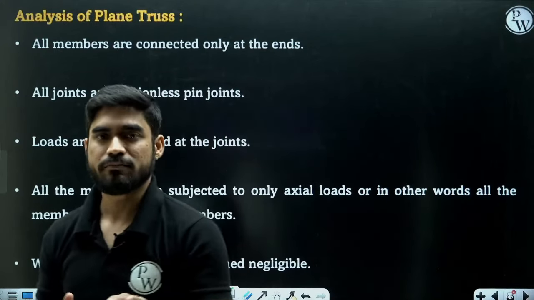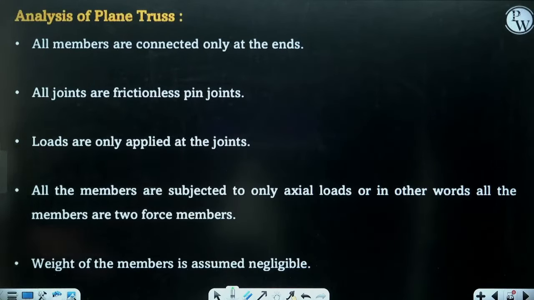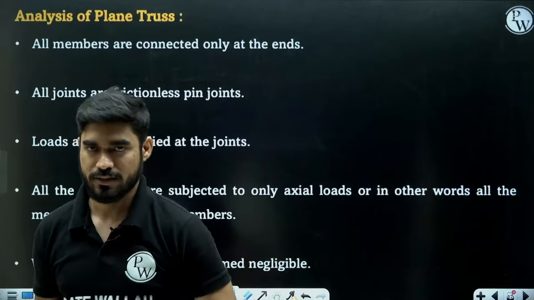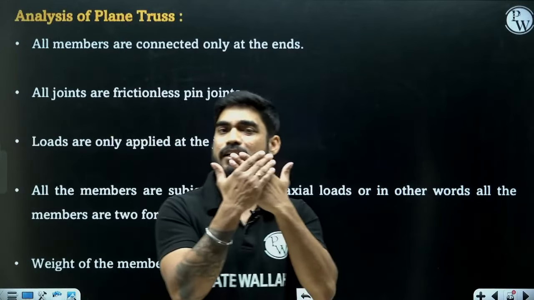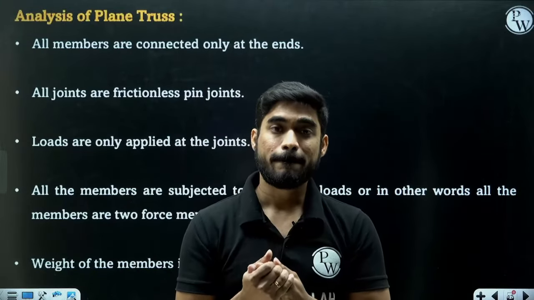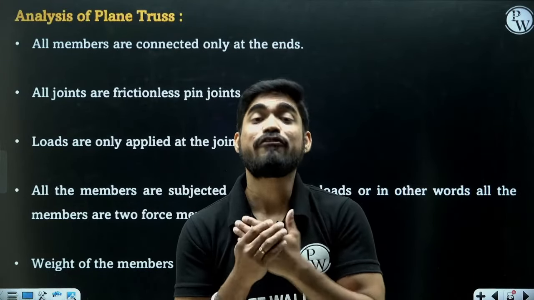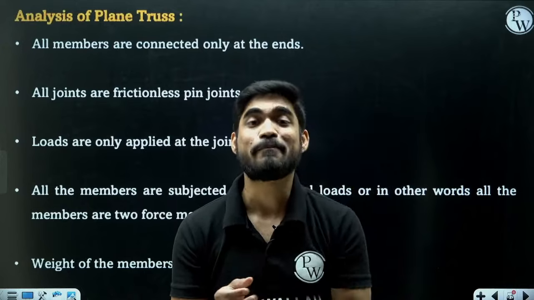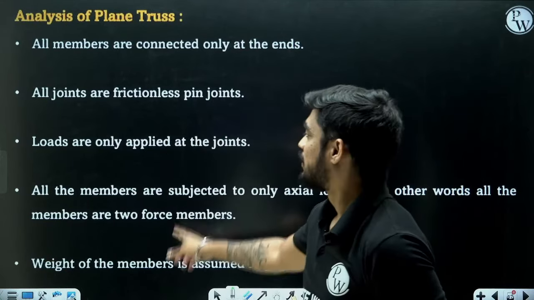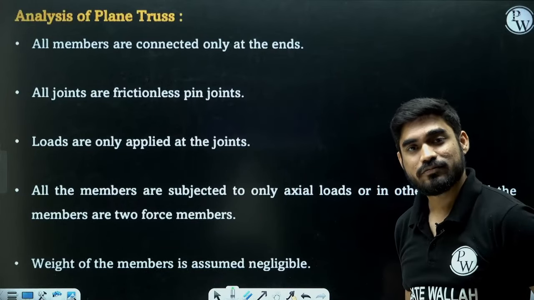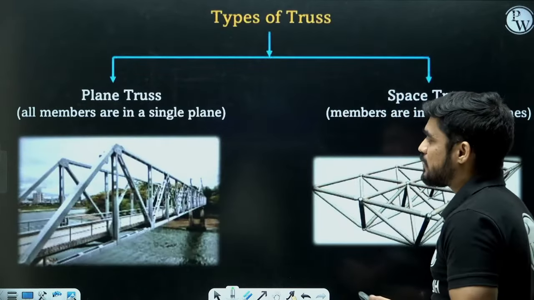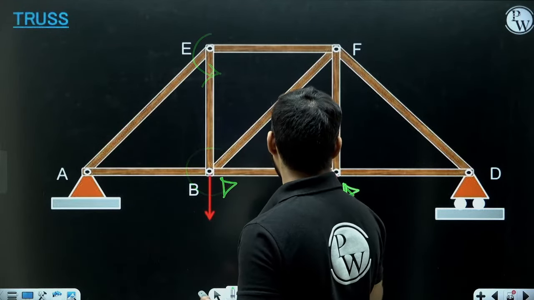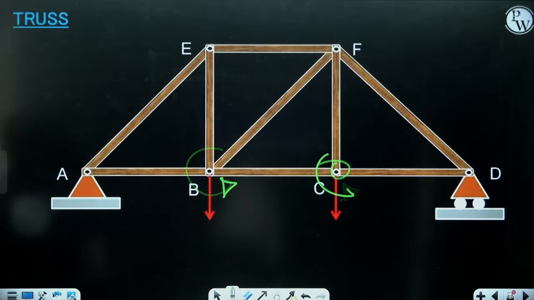How do you get a couple? When I am applying a force on a body, it wants to rotate, and if I constrain the rotation, then I get a couple as a reaction. But if these members are connected by a pin, then they will freely rotate. But what if these pins have friction? Then if you want to rotate, they will not rotate freely. Then you will get a couple. So that's why we assume that these pins are frictionless. So at the joints, you do not get any couple. Here you will not get any couple, here you will not get any couple, here you will not get any couple, because you are assuming all these joints are frictionless pin joints.